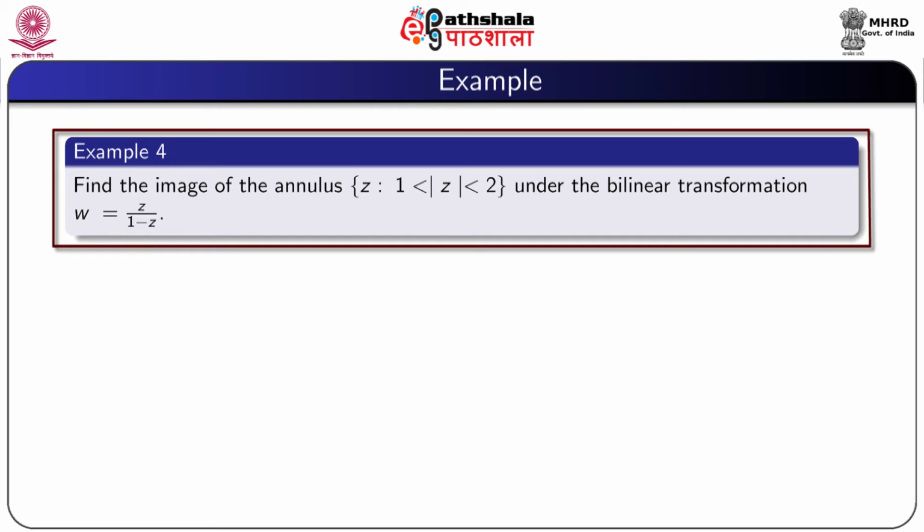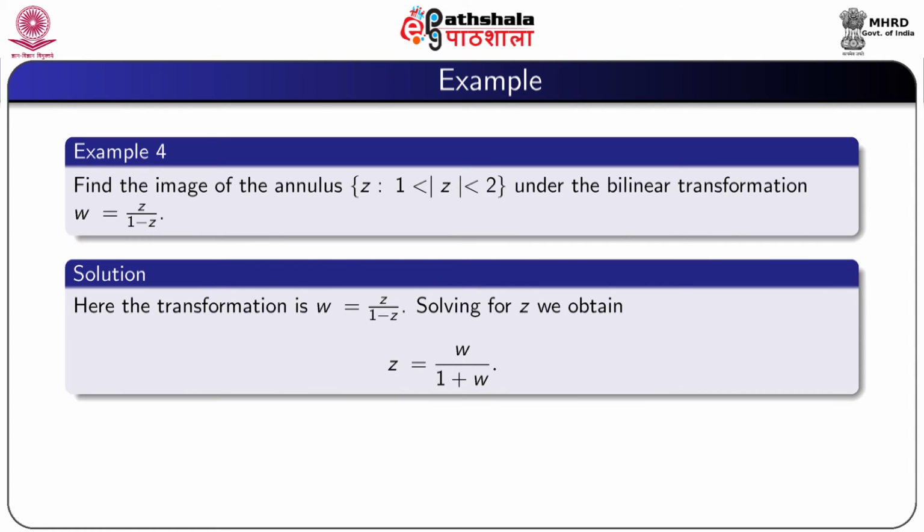We consider another example. Find the image of the annulus containing the points z such that 1 < |z| < 2 under the bilinear transformation W = z/(1 − z). Here the transformation is W = z/(1 − z). So, solving for z, we obtain z = W/(1 + W).